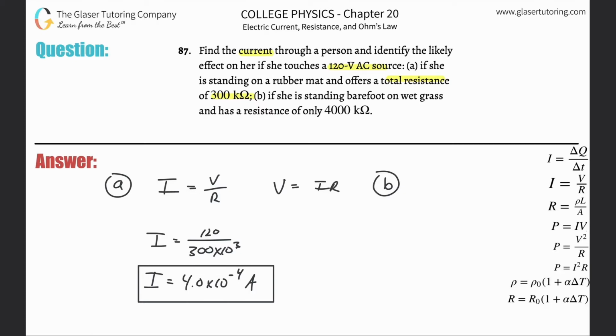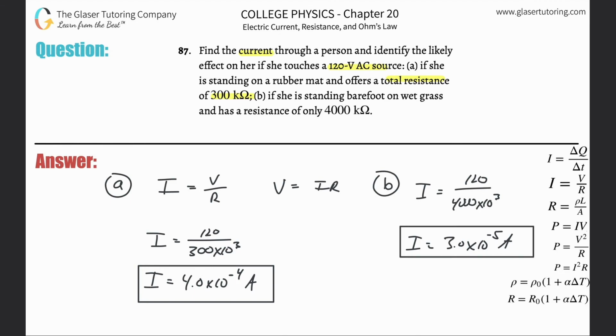And for letter B, what happens now if she has a resistance of only 400 kilo ohms? I don't know why the "only" is there, but it's more. So anyway, it's going to be the same calculation: 120 divided by the new value, 400. Be careful, you need ohms, not kilo ohms, so multiply that again by 10 to the third. So it's 120 divided by 400 times 10 to the third. Now this is 3.0 times 10 to the minus fifth amps. Well, that's 0.03 milliamps, so it's not even going to be perceived.